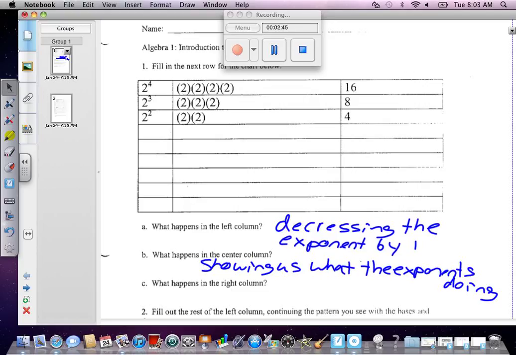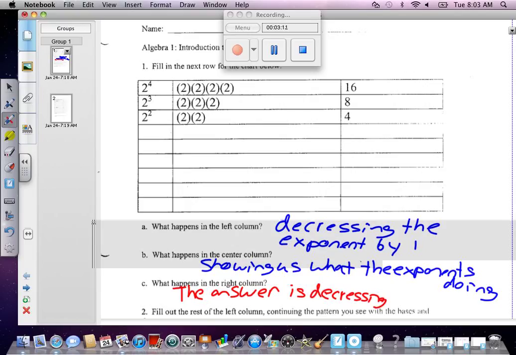Okay. So we can see what's happening in the right column. It's the answer. And it's going down by what? 16 to 8, we went down by how much? Half. The answer is decreasing by half.